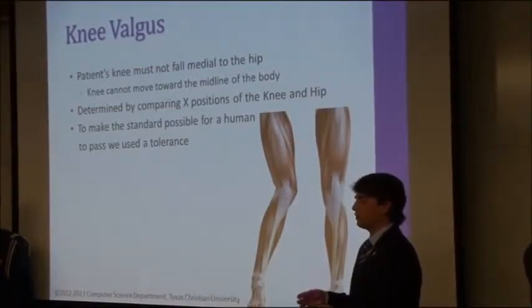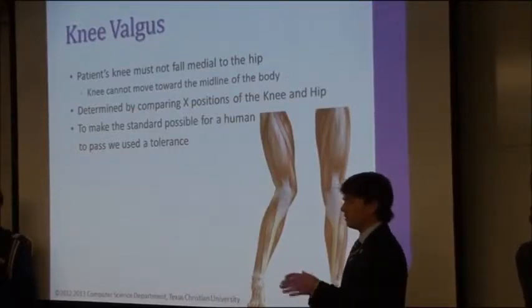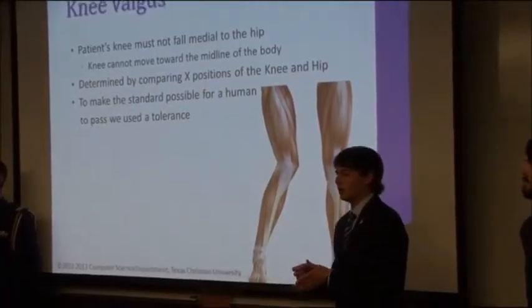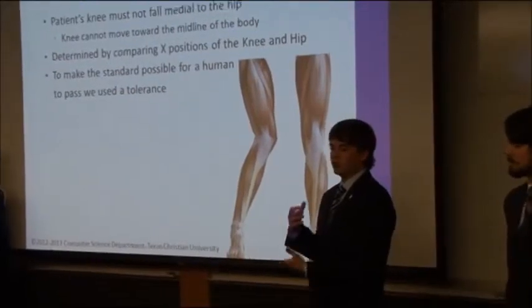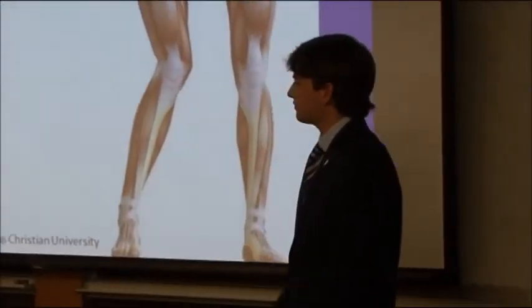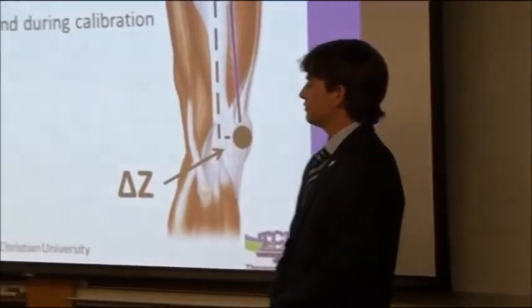And also, in order for a human to be able to pass this, we need to add a little bit of tolerance to the X value of the hip so that a human can do it, because you can't do it perfectly every time. The second standard that we test is knee locking.